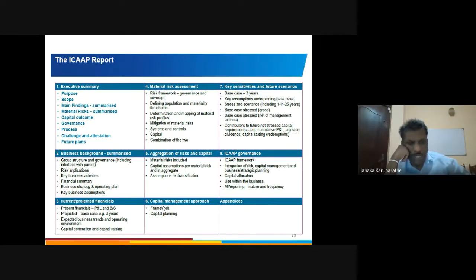Then the third area is about current and projected financials, the present financials, the profit or loss and the balance sheet. Then projected for the next few years, maybe 3 years, 4 years, 5 years. So those numbers will tell us about the possible risk. Okay. The expected business trends and operating environment. Very important. What is going to be the business trend, the operating environment? So that is part of your judgment. That's why the judgment will differ from one bank to another. Then how do you generate the capital? So you can't take decisions as and when you move on, as and when you take risk.